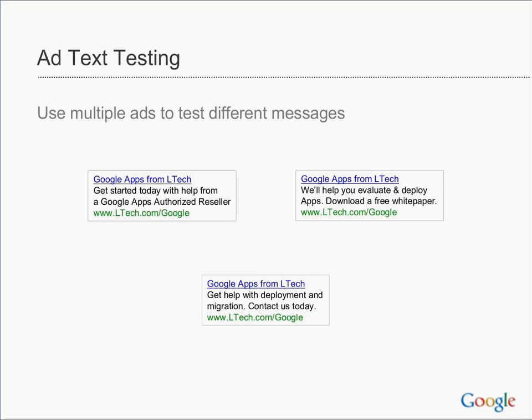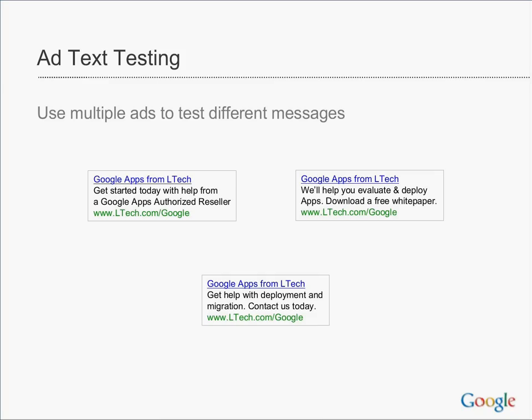And testing is critical for all parts of the ad, not just the display URL. So we've talked a little bit about specific Google designations, such as Apps Authorized Reseller. We've also talked about including value-added services, such as deployment or training services if you provide those. And testing is a great way to figure out what's going to work best for you and for your business.